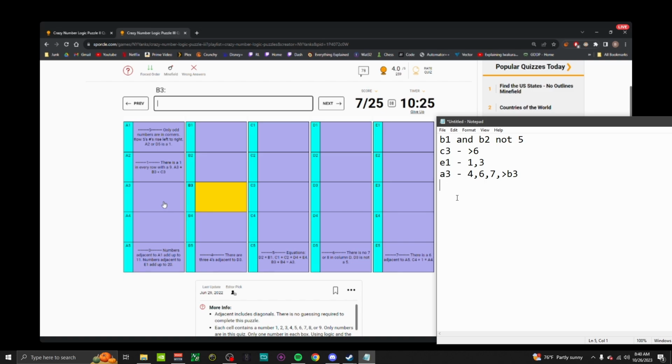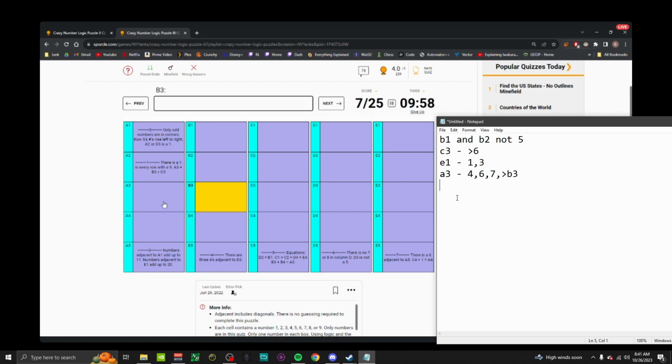And A4 is 1 greater than C4. So is it at least... Oh, it is. So it's not a 1. Can it be a 2? At 1 greater? It could be a 2. C4, can C4 be a 2? Or a 1, sorry?